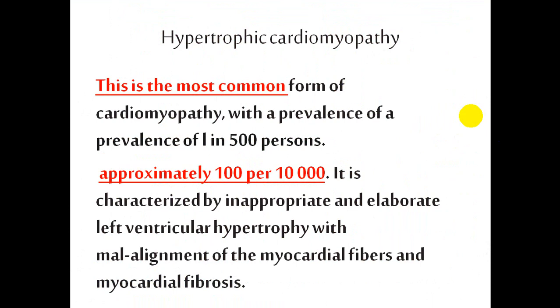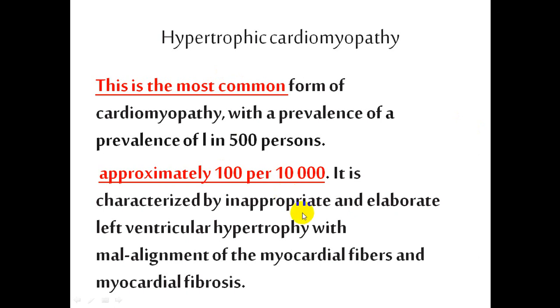This is the most common form of cardiomyopathy, with a prevalence of 1 in 500. Please pay attention, as this comes up in the latest editions of your textbooks. I think this means that it is the most common form in the young adult. As we said in the previous lecture, dilated cardiomyopathy is the most common in all age groups: children, adults, young adults. But this is most probably the most common in young adults, approximately 100 in 10,000.